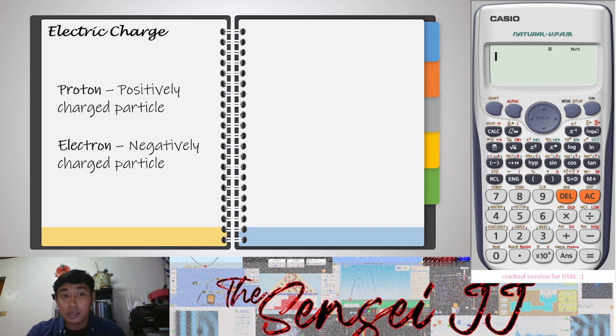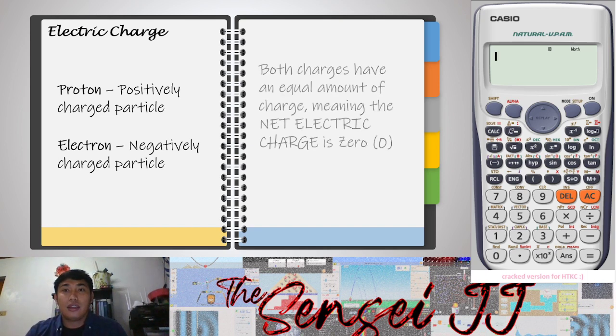It cannot be positive and positive. So the charge should be positive and negative. That is the proton. So proton is a positively charged particle while the electron is the negatively charged particle. And I want you to note, guys, that the neutron is the neutral charged particle. Both charges have an equal amount of charge, meaning the net electric charge is zero. Meaning when the proton and electron have the same charge, when they combine we will have a neutral charge. So the net electric charge will be zero.